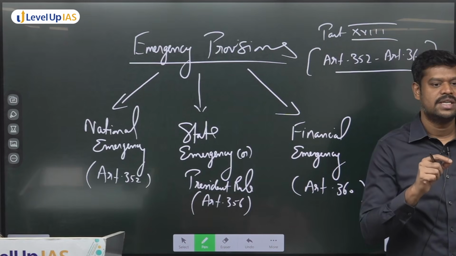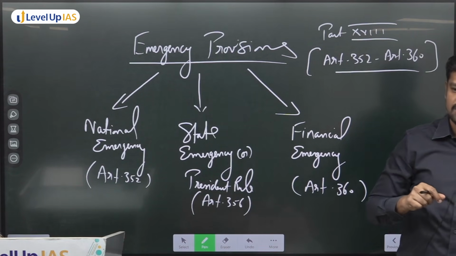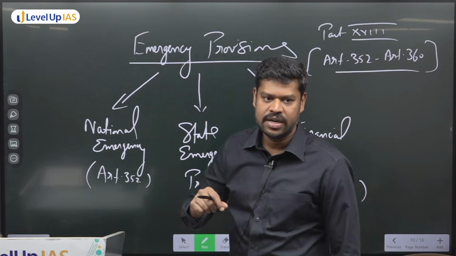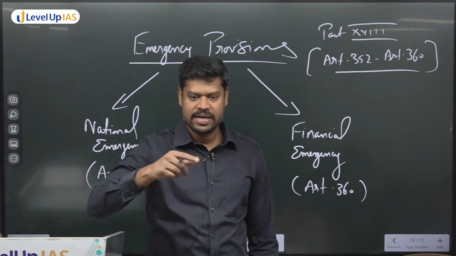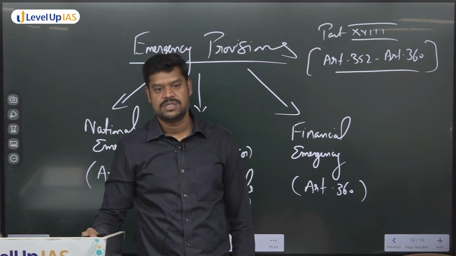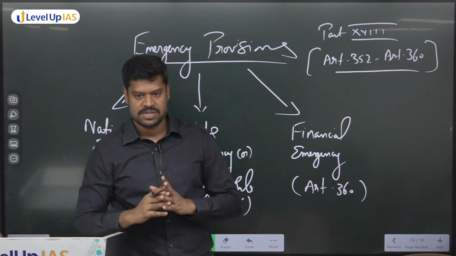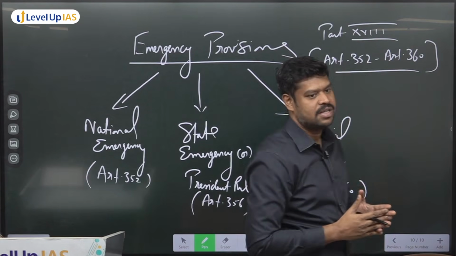Now why? What did I say? During the emergency provision, the constitution goes for a transformation. So normally what kind of constitution is the Indian constitution? Normally it is a federal political system. And what does it mean by federal political system? That there are not equal powers, there is division of powers. There is division of powers between the center and the state.